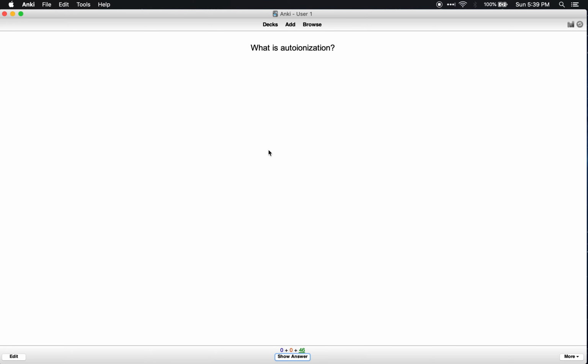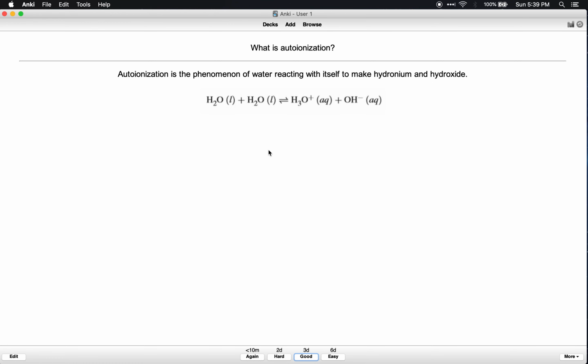Autoionization refers to the autoionization of water, where water will react with itself to form H plus and OH minus. The autoionization constant Kw equals 1 times 10 to the negative 14.